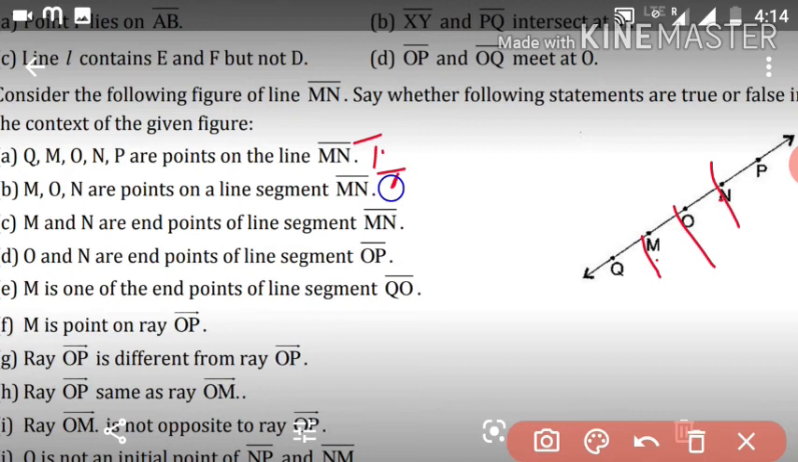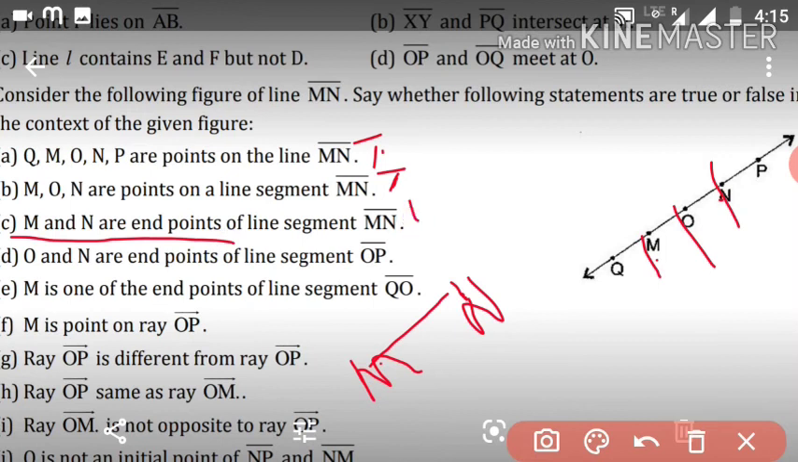Now C: M and N are end points of line segment MN. Now if you take only points M and N, what is the end point here? M, and the other end point is N. So this will also be true. This question is also true.